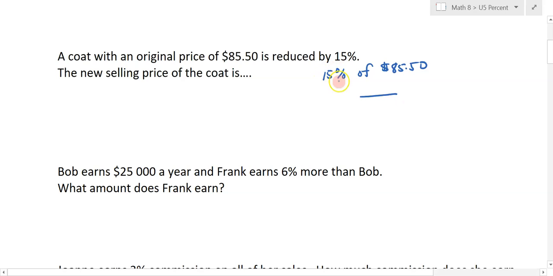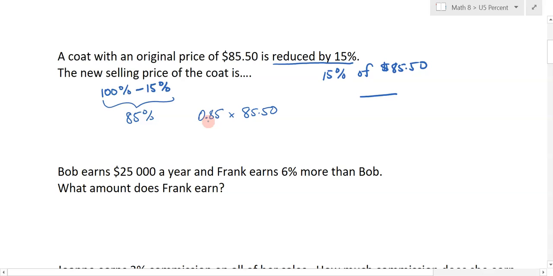So rather than finding 15% and finding the discount and then subtracting, we know we are reducing it by 15%. So if we are at 100%, the whole price of the jacket, and we're reducing 15%, we are really paying for 85%. By subtracting the 15% from the original, we now know what part we are paying for. So instead, we can just find 85% of the original jacket, right?